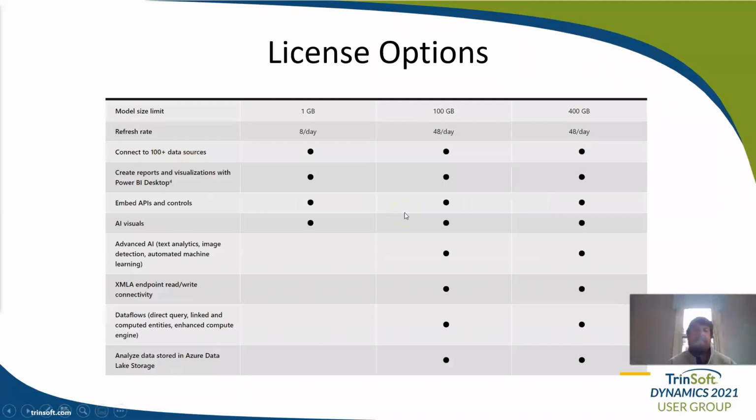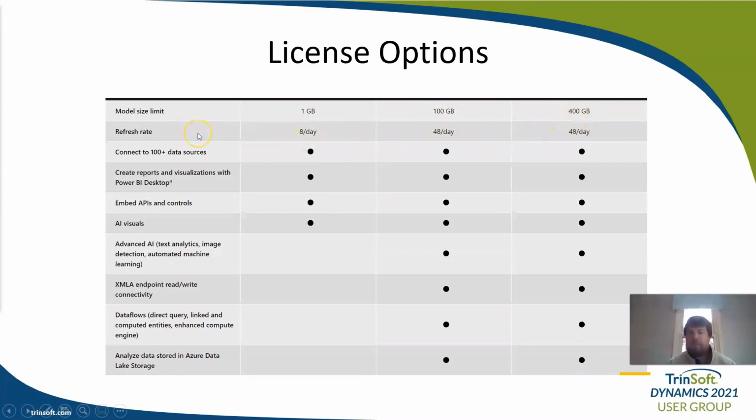A couple more things here on this. So this is more related to the actual reports. So again, we're looking at Pro here on my left side, per user premium, and then a per capacity premium here. So first one on there, model size limit. So we've got a gig of space to build reports. So each of our report files can be up to a gig in the Power BI Pro world. We go up to 100 gig in our premium, and then the premium per capacity, we can go all the way up to 400.